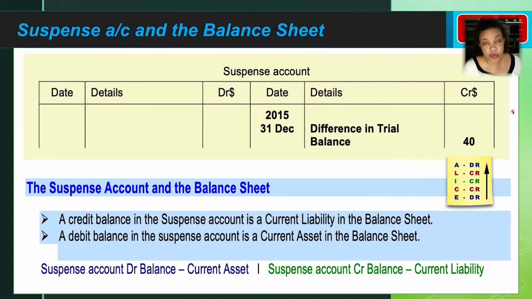And the double entry rules for an asset is the debit. So if your suspense account amount is on the debit side, that is a current asset. If it is on the credit side, like this example here, the $40, that means credit side, liability. It will be a liability. Really nice and simple, same rules you have always been applying, so it's good.